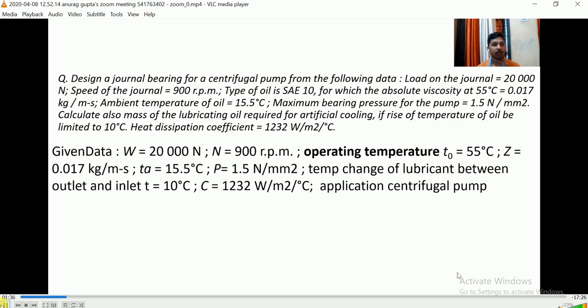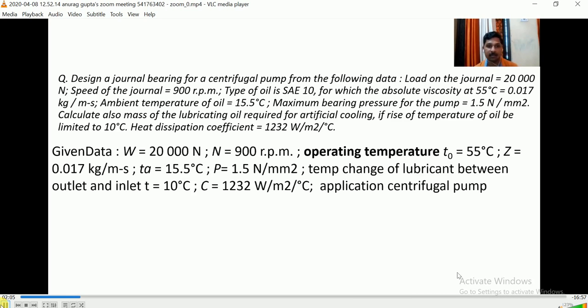We have to calculate the lubricating oil required for artificial cooling, and some more data is also given, that is, a temperature rise between inlet and outlet of 10 degrees centigrade, and the heat dissipation coefficient is also given, that is 1232 watt per meter square degree centigrade. Okay, so first we will write down the given data.